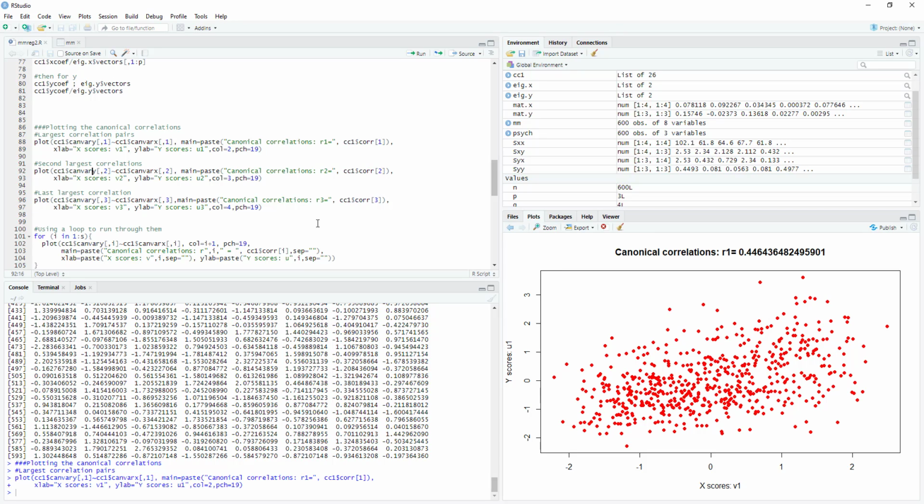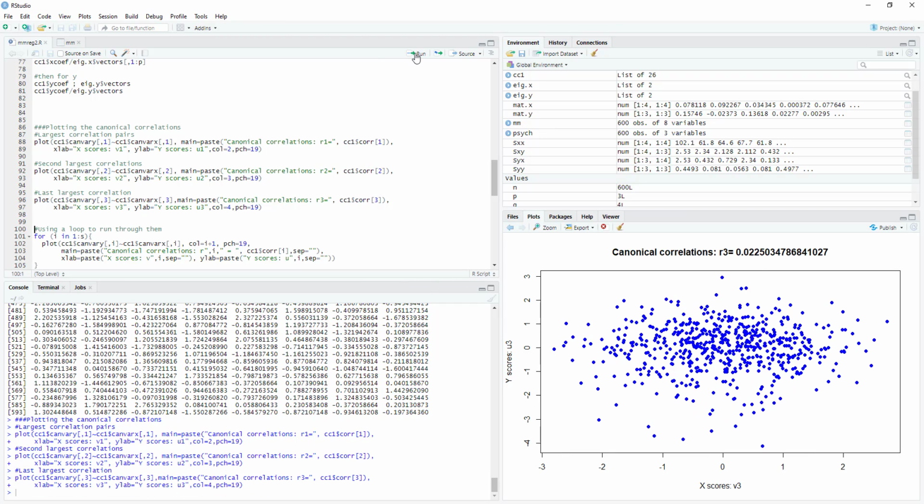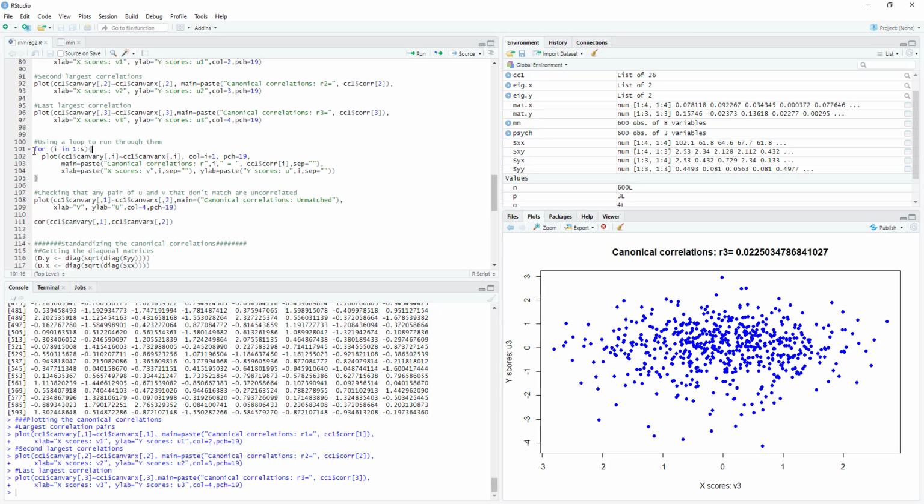As we go down, U2 with V2, U3 with V3, we expect these to get worse. This has a correlation of 0.15, and just looking at the scatter plot, you would think that was a lot closer to 0 than what we have here. Looking at the third one, the correlation is essentially 0, and the scatter plot agrees. You can use this for loop to run through them quickly. S is 3 because that's the smaller of P and Q. So it's doing the same plots that we have up here, just running through the ith column of Y with the ith column of X.